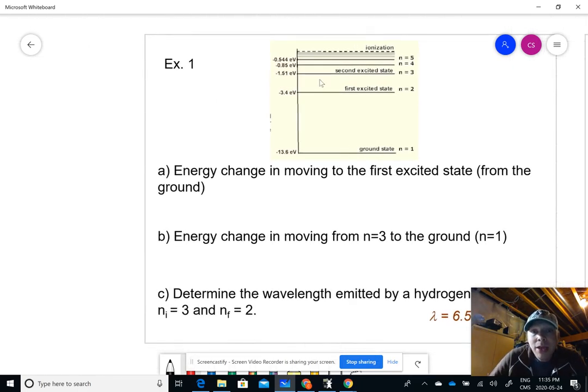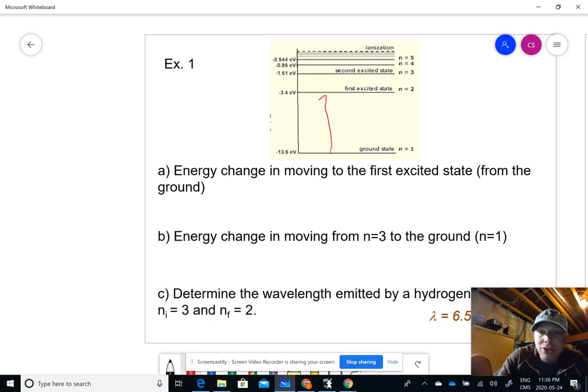Okay, so example 1A: energy change in moving to the first excited energy state from the ground state. So we're just going to this one right here. Now, it's kind of wordy. The first excited state is actually n equals 2, because our ground state is not called 0, it's called n equals 1. So it can be a bit confusing. Just keep that in mind.